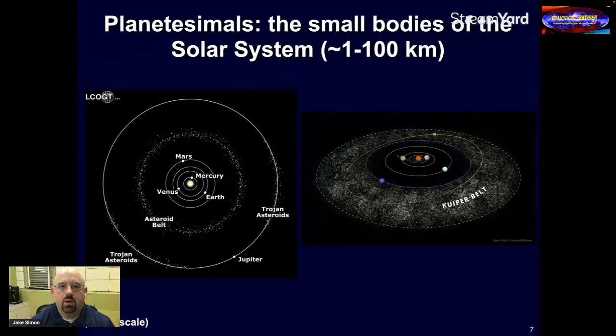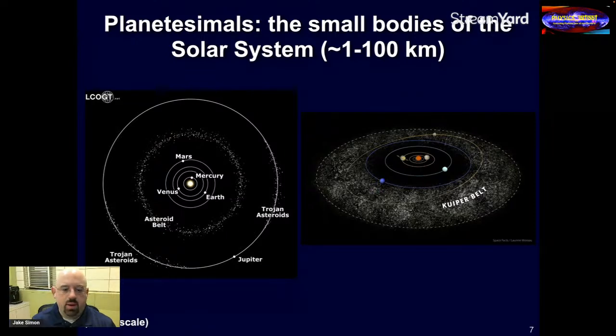Basically, they're small, rocky and icy, not always icy, but rocky and/or icy bodies, ranging in diameter from about 1 to a few hundred kilometers, this sort of scale here. And there's a number of populations in our solar system that are planetesimals. I already mentioned asteroids, right? There's the main asteroid belt that orbits at about 3 times the distance from the sun as the Earth does, and so that's between the orbits of Mars and Jupiter. There's also a population of Trojan asteroids that are trapped in the orbit of Jupiter.